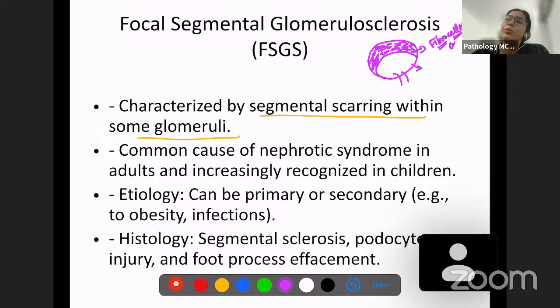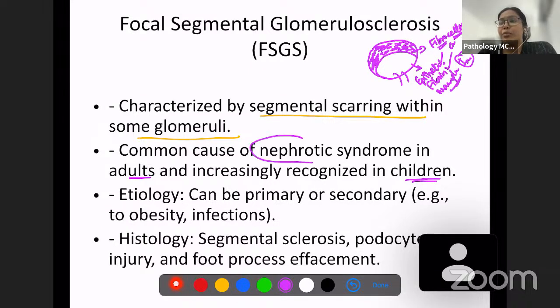So what are the components of these crescents? You will have epithelial cells in these crescents because they're formed by the epithelial cells. You will have fibrin, and you will have macrophages, that is immune cells. So these are known as fibrocellular crescents, and you can see these in focal segmental glomerulosclerosis. A common cause of nephrotic syndrome in adults and increasingly recognized in children also. So you can see this in both.